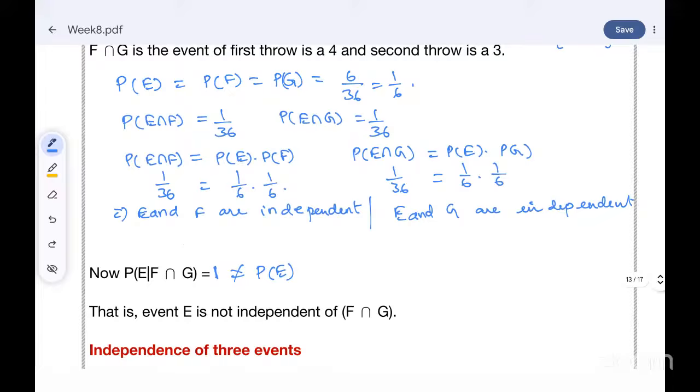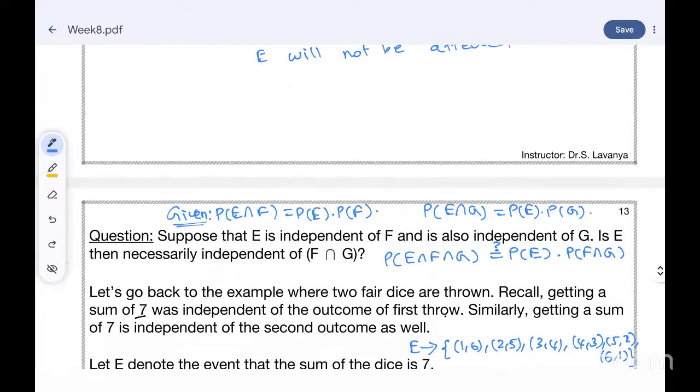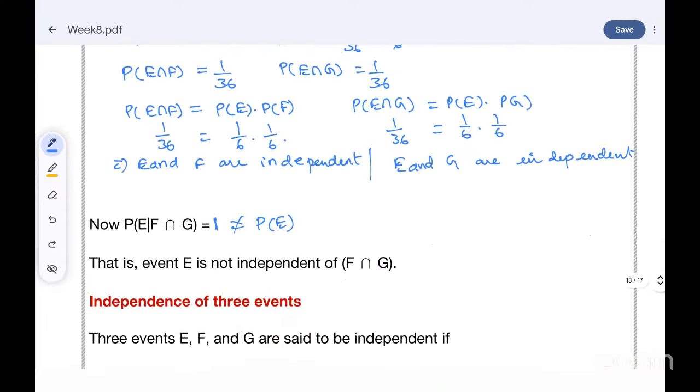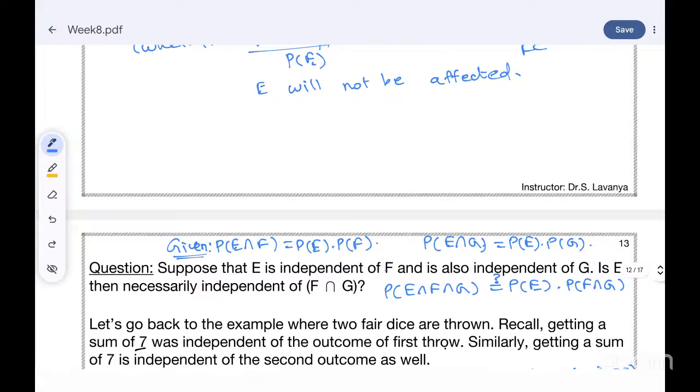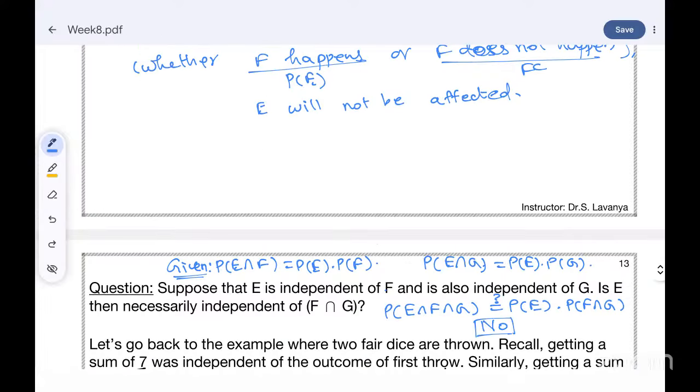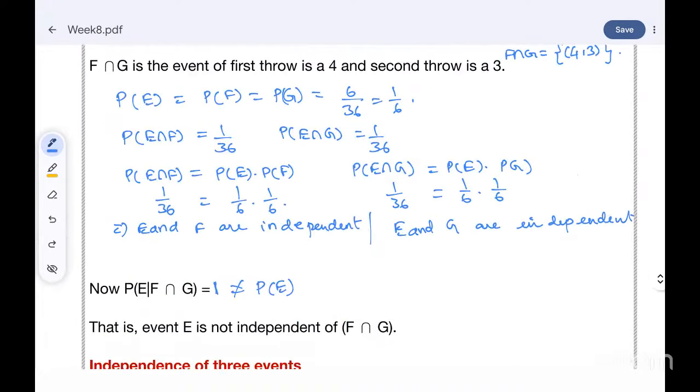So from here, you can answer this question: E and F are independent, E and G are independent, but this does not guarantee that E and F intersection G are independent. So the answer here is no. We have seen this through this example. Is this example clear for everyone? First, we observe that E and F are independent, and E and G are also independent, but E and F intersection G are not independent.